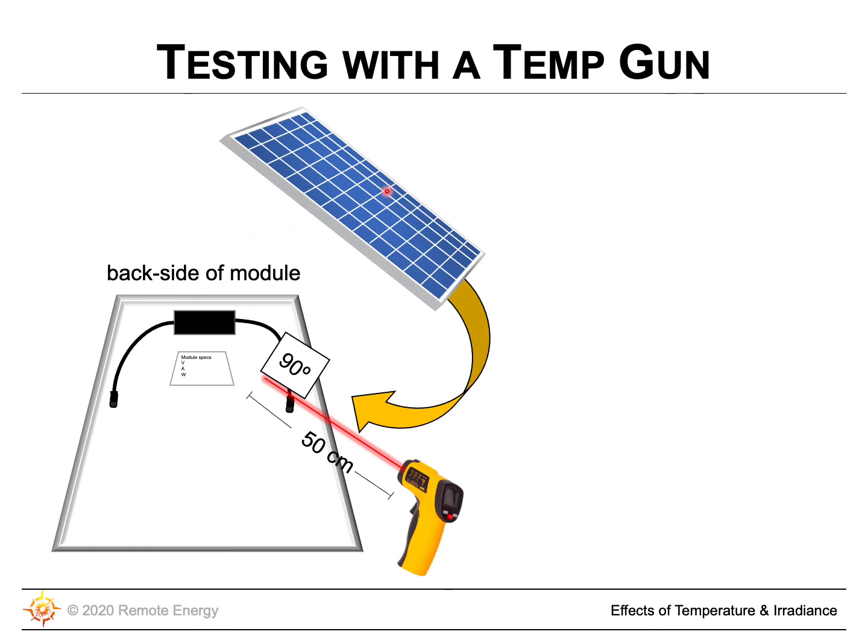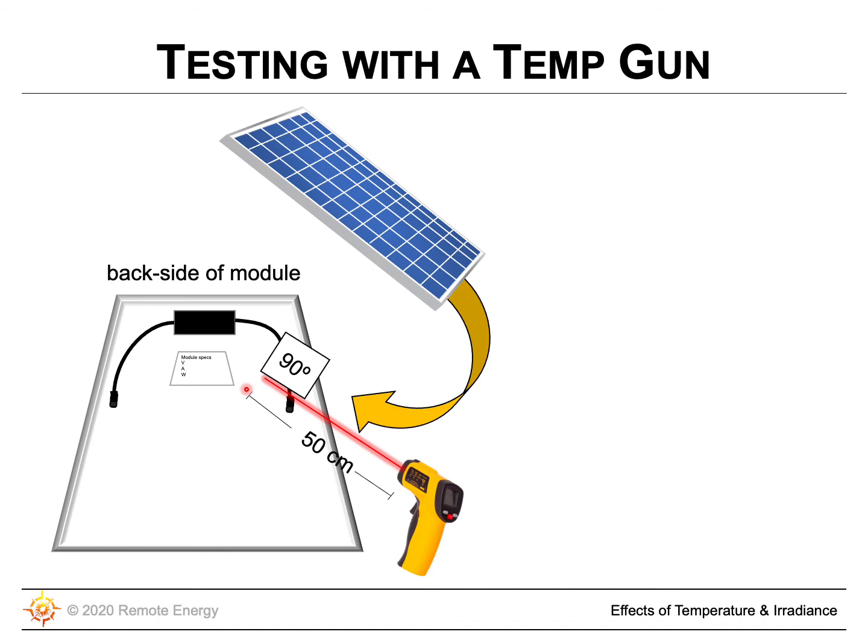If you test on the front side of the module, a lot of times you will get reflection, and so we won't get a true reading. So it's best to test on the back side of the module. We point it 90 degrees perpendicular to the back of the module. There's many different types that are out there, and so you have to read the directions as to how far you need to be away from it, and you can test the temperature.